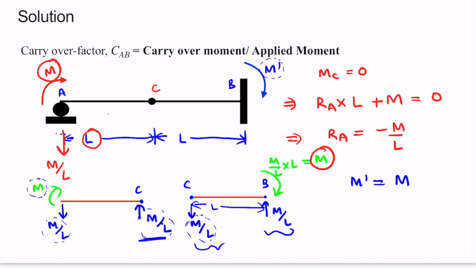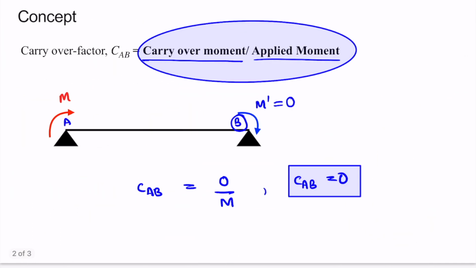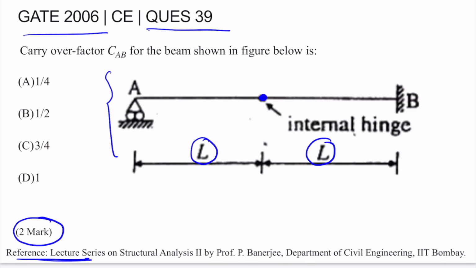Now what is carryover factor? Carryover factor CAB is the carryover moment divided by the applied moment. The carryover moment is M dash and the applied moment is M. We have just now calculated the value of M dash as M. So the value of CAB is M by M, that is 1. So we have got the value of carryover factor, and it is 1. So from the options, the correct answer is option number D, that is 1.